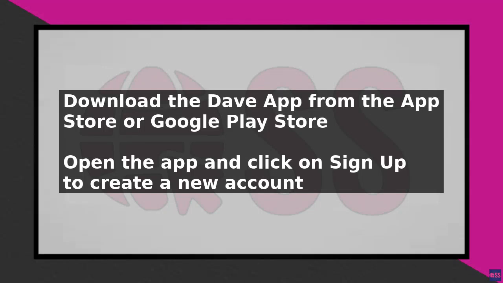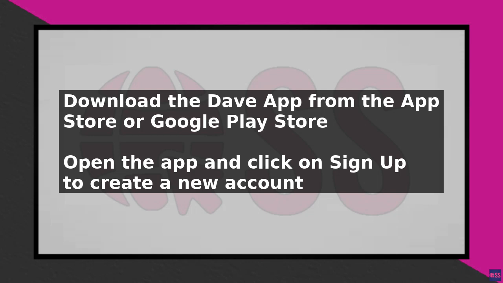To set up a Dave app bank account, start by downloading the Dave app from the App Store or Google Play Store. Once downloaded, open the app and click on Sign Up to create a new account. You will be asked to provide your mobile number to receive a verification code. Enter the code and proceed to the next step.